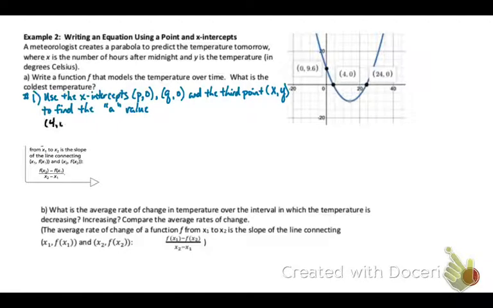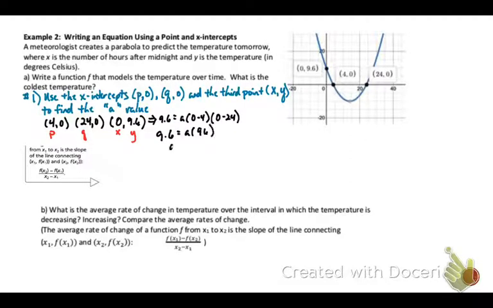So here are our intercepts, and here's our point. So we have P and Q, X and Y. And so now let's plug this into intercept form. So 9.6 equals A times (0 minus 4) times (0 minus 24). So on the right we have A times 96, divided by 96. So our A value is a tenth.